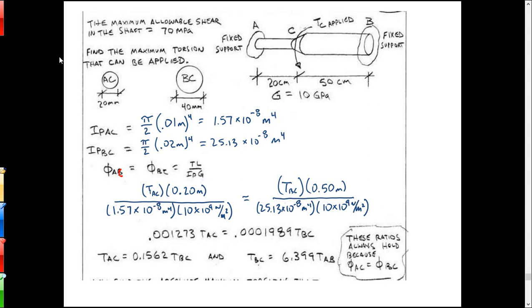So I can take TL over IG for both sides. On the left, I got T_AC times its length, 0.2 meters, divided by its I value, divided by G. And on the right, I got T_BC times its length of 0.5, divided by its I value, divided by its G. So those are two small shafts kind of combined into one shaft, from A to C and B to C. So what I can do then is relate those two together because they're going to twist together when I apply that torsion at C.